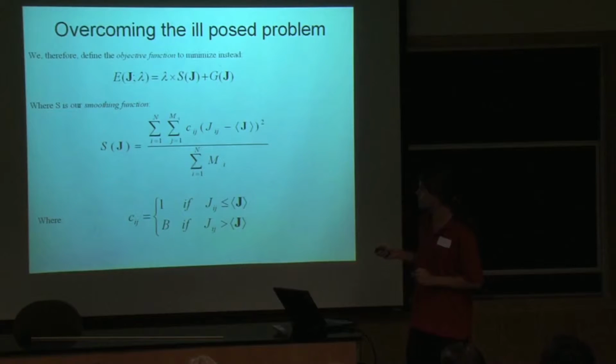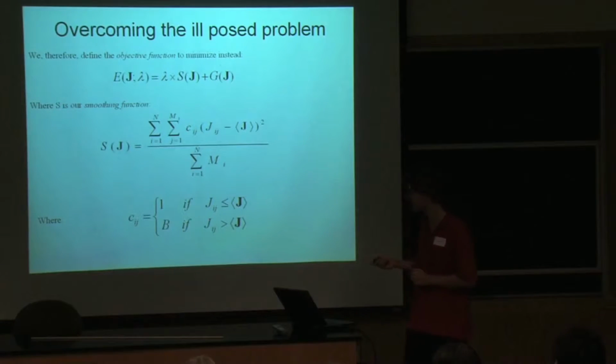What the smoothing function also does is apply this C_ij, which is going to apply a bias. Now the bias is greater than 1. The reason we define this bias term is that we want to see dark spots on a bright photosphere, because this is what we see on the sun, and we don't think there's bright spots on these stars.